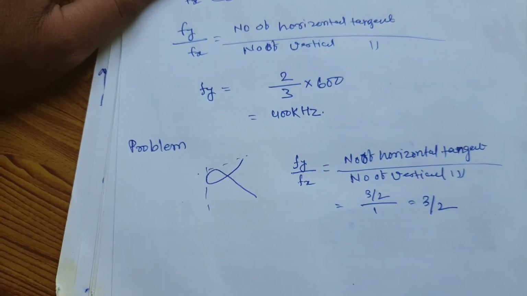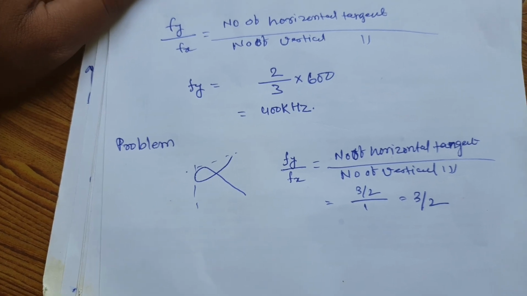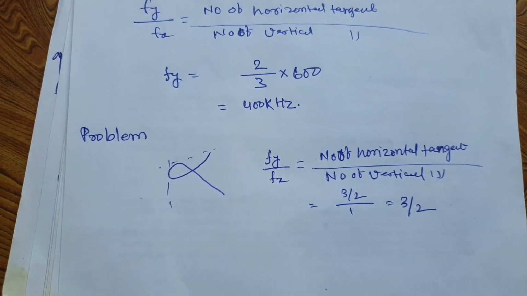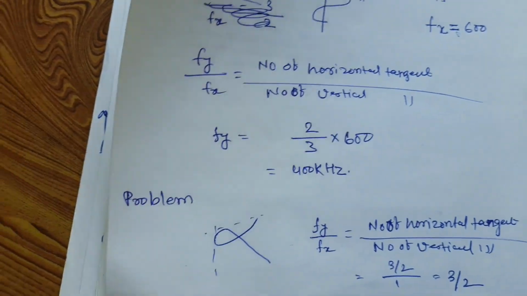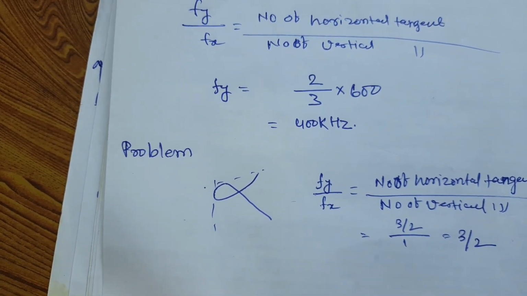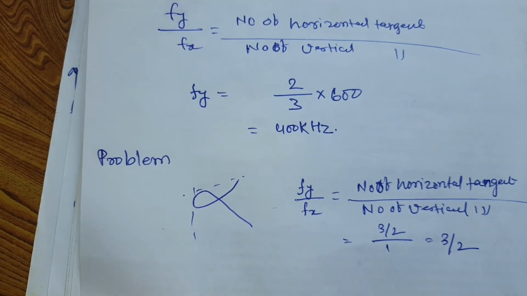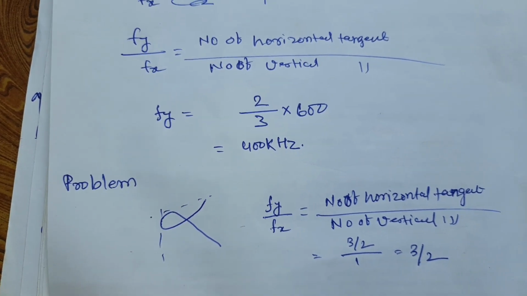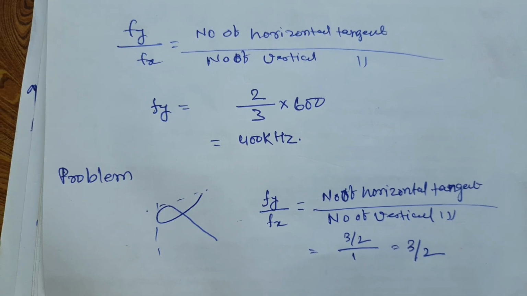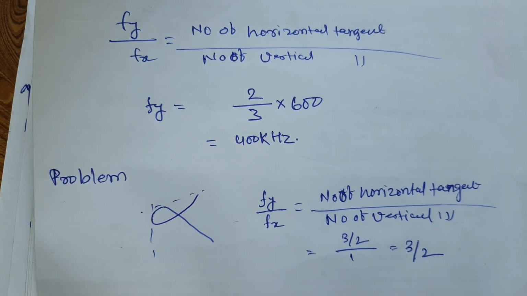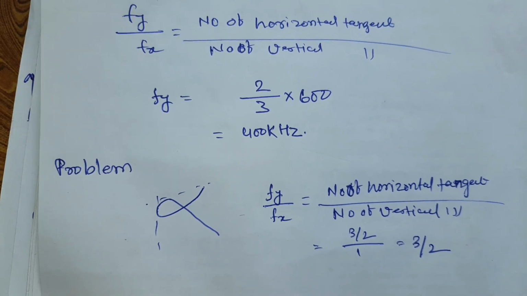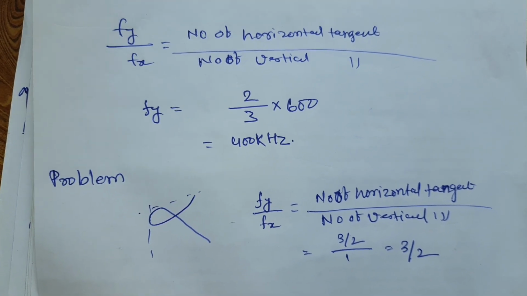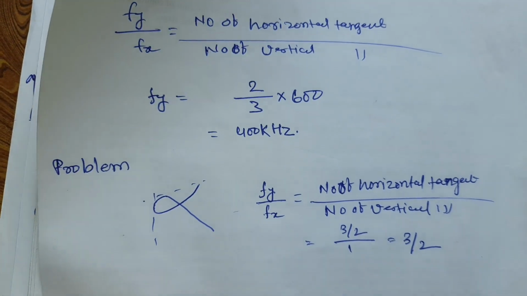Again, suppose one of the examples, there is one Lissajous pattern. We have to find out the ratio between Fx and Fy. Suppose we have applied 2 sinusoidal signals having frequency Fy and Fx. So Fy by Fx is equal to the number of horizontal tangents by the number of vertical tangents. The number of horizontal tangents is 1 full and 1 half, that means 3 by 2, and the number of vertical tangents is only 1 cycle. So Fy by Fx is equal to 3 by 2 divided by 1. So the ratio between Fy and Fx is equal to 3 by 2.